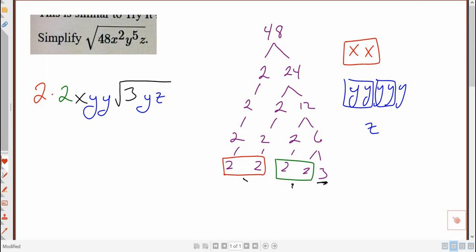And then we can just simplify what's out here. 2 times 2 is 4. We have the x. I'm going to write this with exponential notation, so that's y squared, square root of 3yz. And that is the simplified radical.